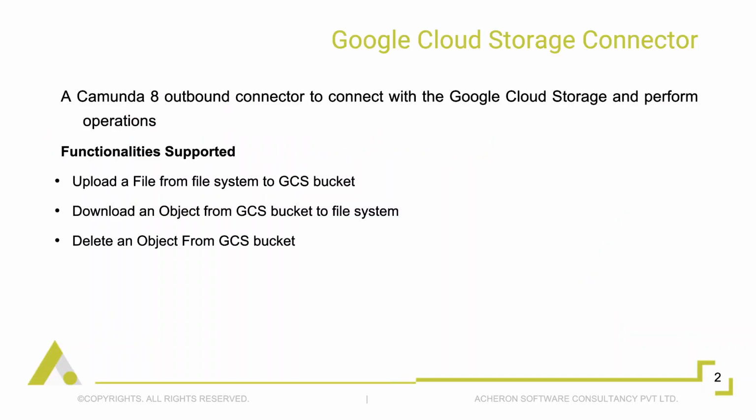GCS connector is a Camunda 8 outbound connector which is used to connect with Google Cloud Storage and perform some operations with it. The functionalities that are supported by GCS connector are uploading a file from file system to GCS bucket, downloading an object from GCS bucket to file system, and at last deleting an object from GCS bucket.